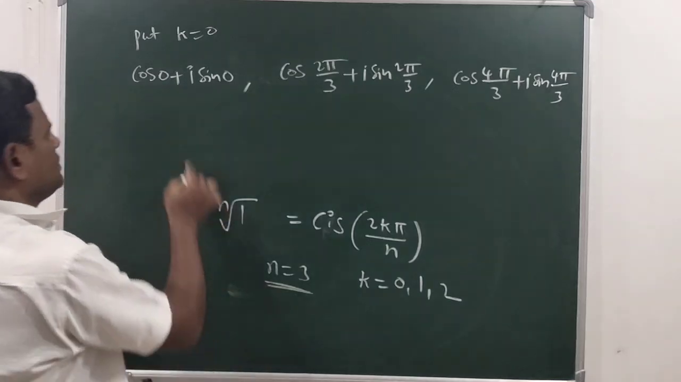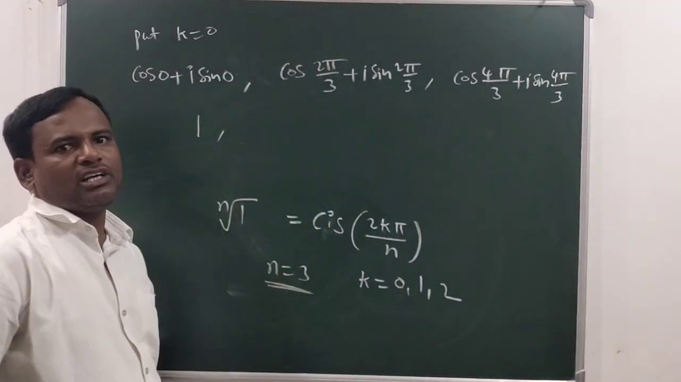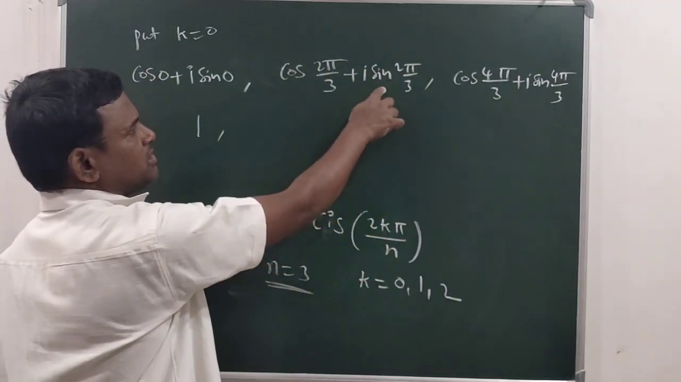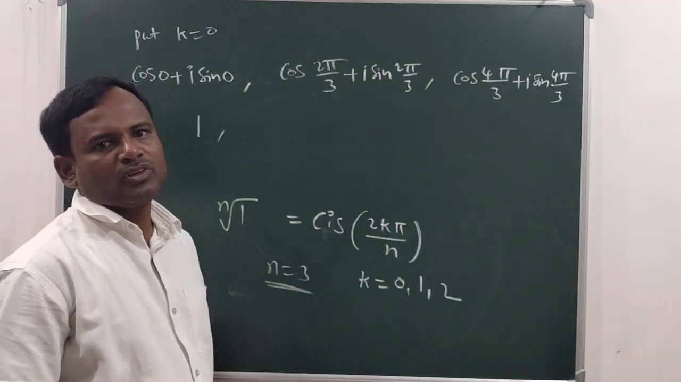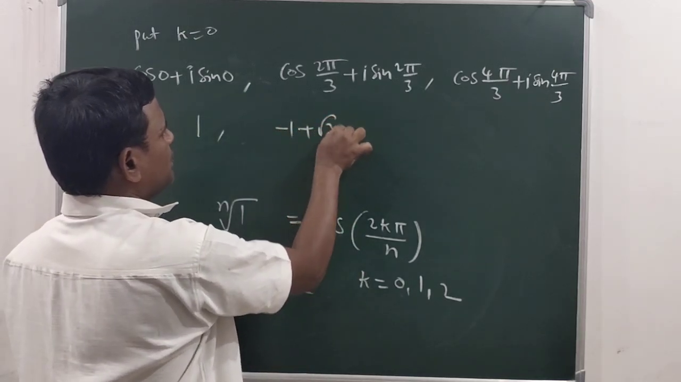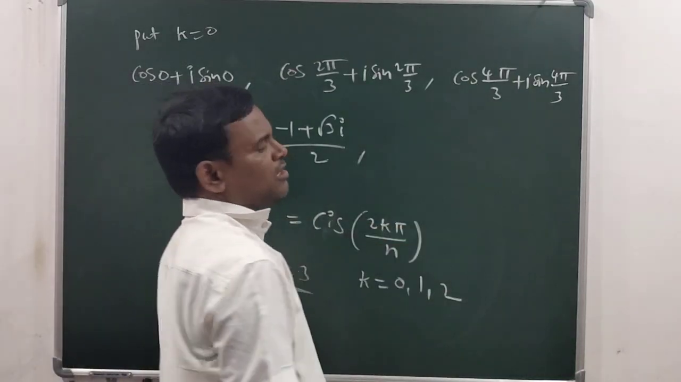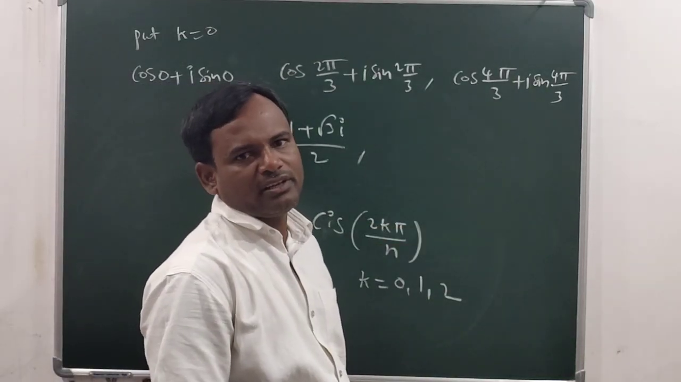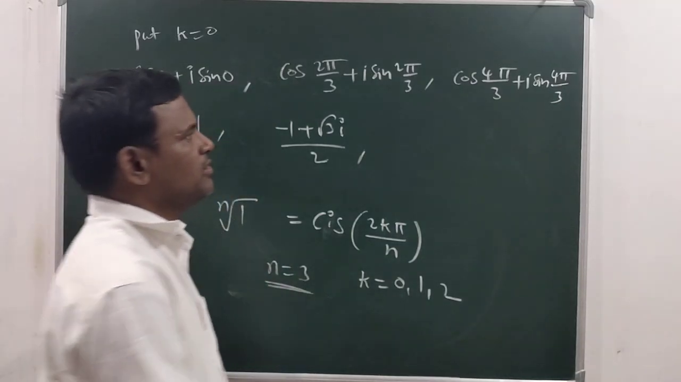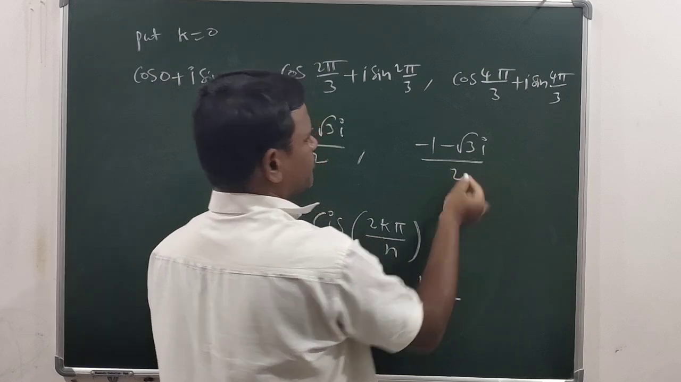Now let us simplify this. The first is going to be 1. Cos 120° is minus 1 by 2, and sin 120° is root 3 by 2, so here you will get minus 1 plus root 3 i by 2. Then cos 4π/3 lies in the third quadrant, so you get minus 1 minus root 3 i by 2.